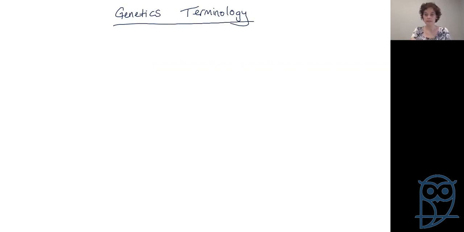Right, so we are going to start with what is an allele. Okay, so an allele is a version of a gene.